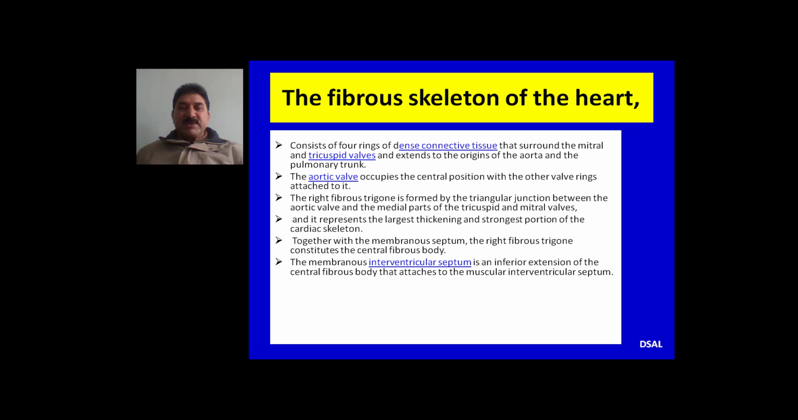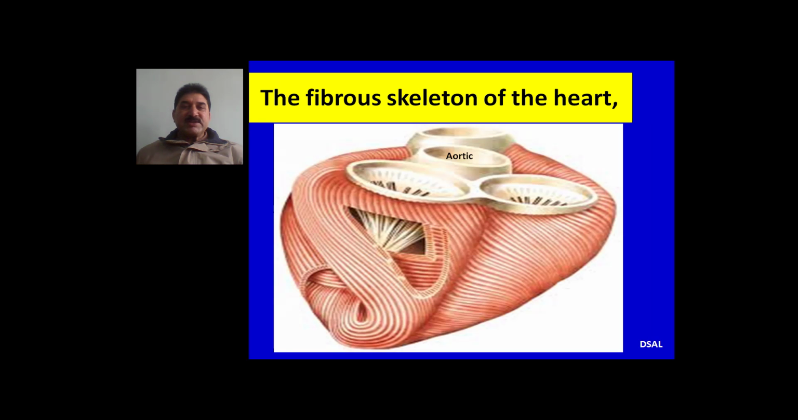The membranous interventricular septum is an inferior extension of the central fibrous body that attaches to the muscular interventricular septum. The membranous septum is crossed on its right aspect by attachment of tricuspid valve, dividing the septum into atrioventricular and interventricular components. Let us make the understanding of fibrous skeleton of the heart very simple in this diagram.